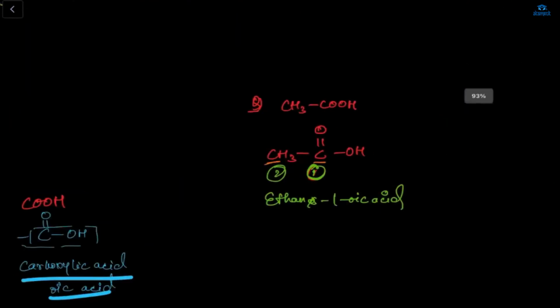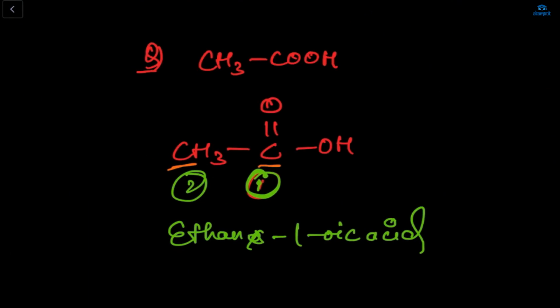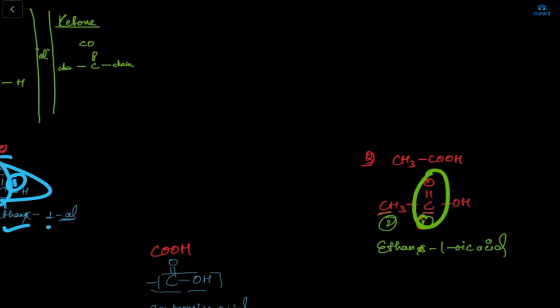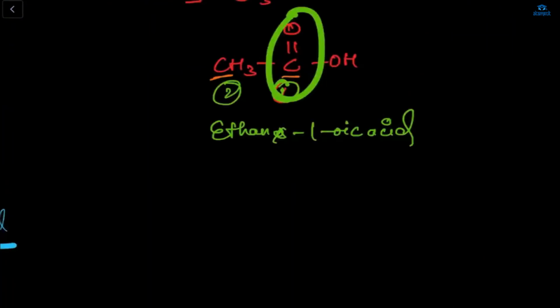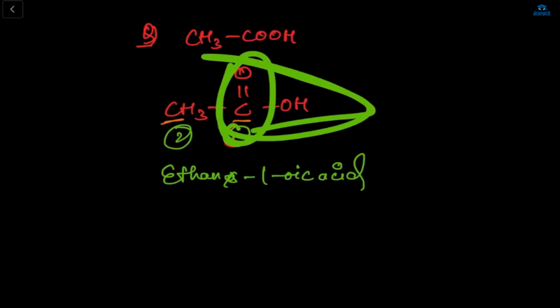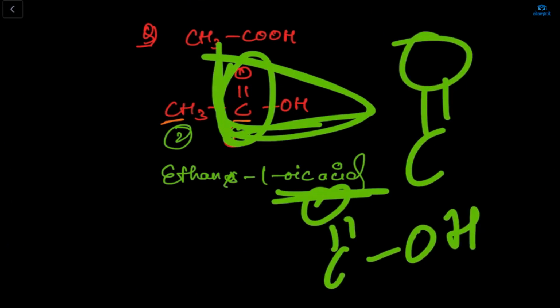And one more, which we discussed: CH3, C double bond O and OH. Here this group is your oic. What is oic? COOH. Again, don't get confused: COOH. So here it will again be oic acid. If it is like this, then only "one"; if it is like this, then it will be your oic acid.